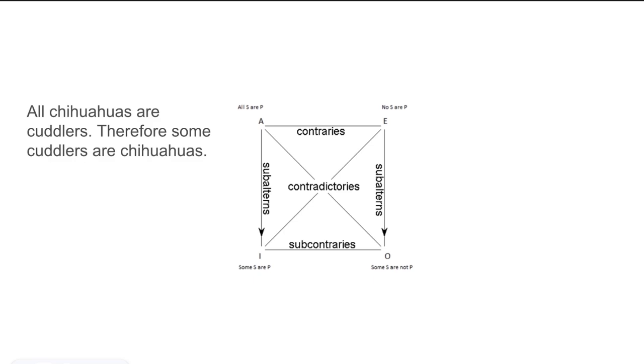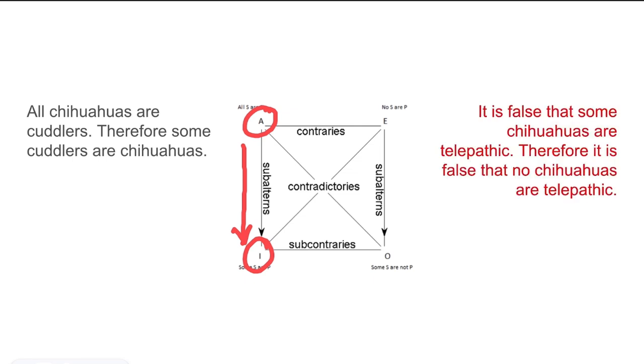All Chihuahuas are cuddlers, okay? Therefore, some cuddlers are Chihuahuas. Let's break that down. All Chihuahuas are cuddlers. Okay, that's an A statement. Therefore, some cuddlers are Chihuahuas. That brings it. Oh, would you look at that? Would you look at that? Wow, that's awesome.